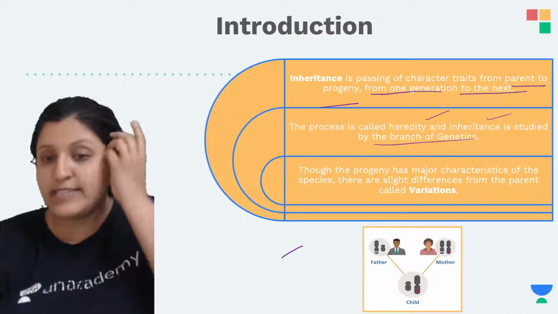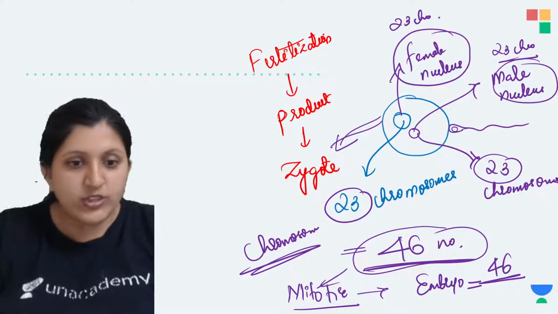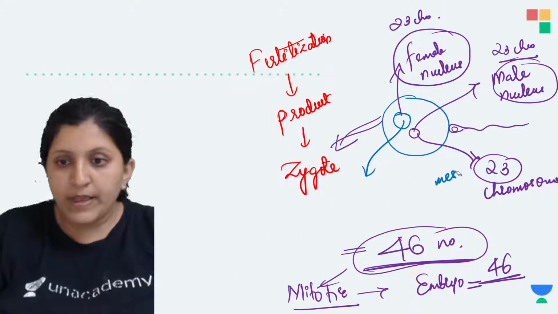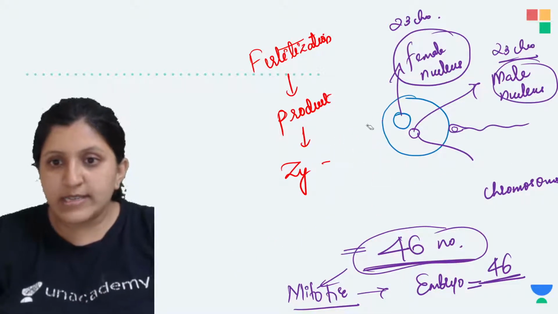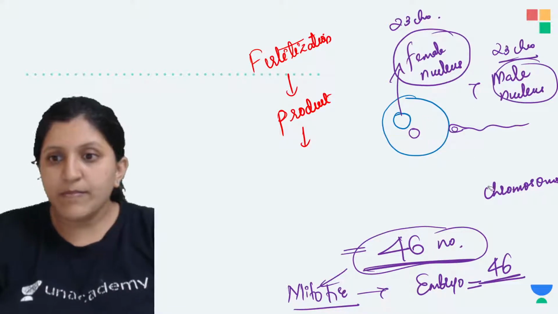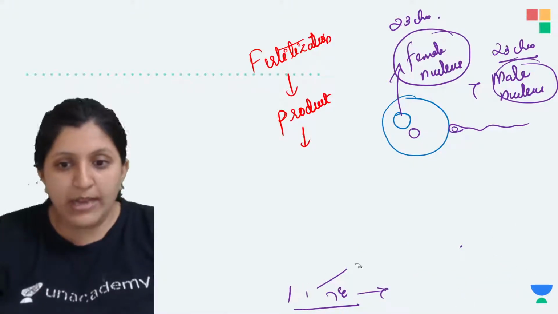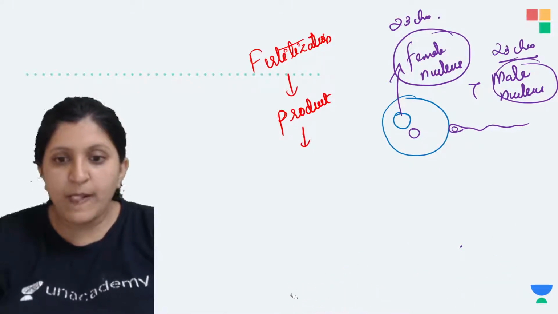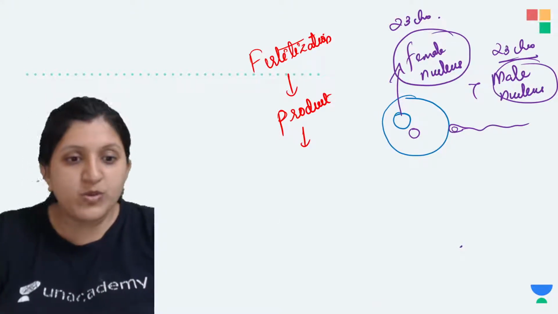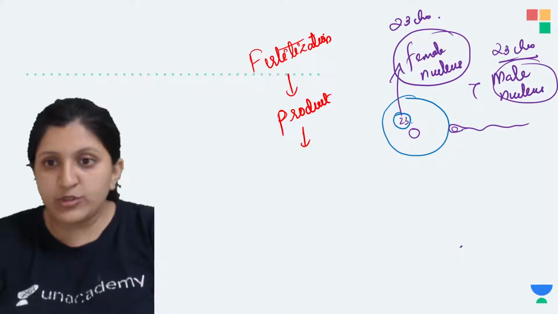So what exactly is this? You are getting certain features from your parents, right? So let's see this. I'll just erase this part. How exactly are we getting certain features from our parents? This is based on the characteristics that are there in the nucleus. The 23 chromosomes here are responsible for whatever features we are getting.